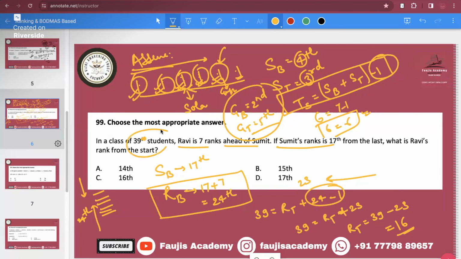They give you 39 students. Just think, okay, fine, there are 3 students only. What will happen? Somebody from top, somebody from bottom. Just derive it that way.